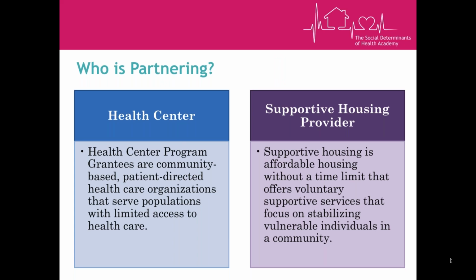For this example, we're going to dig into who a supportive housing provider is, and think through some of those steps and considerations for partnering. This example can be applied to different types of cross-sector partnerships. We want to start by defining that supportive housing is affordable housing without a time limit that offers voluntary supportive services that focus on stabilizing vulnerable individuals in a community.